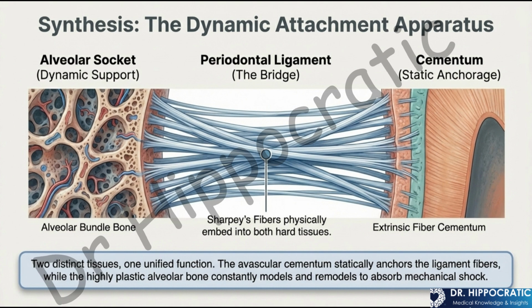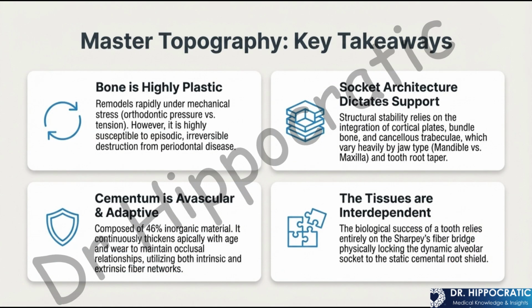Now, coming to the next slide, looking at the final master topography takeaways you provided, listener. If we had to hammer home the ultimate so what of this entire deep dive, what are the 4 cardinal rules we're walking away with? First, bone is highly plastic. It's brilliantly designed to adapt to mechanical stress, but terribly susceptible to rapid, irreversible destruction from bacterial disease.